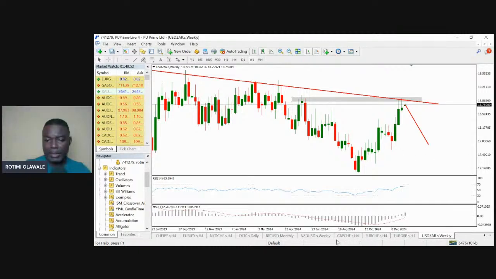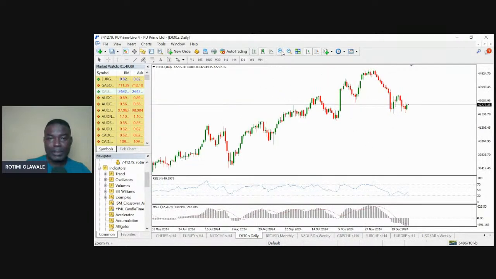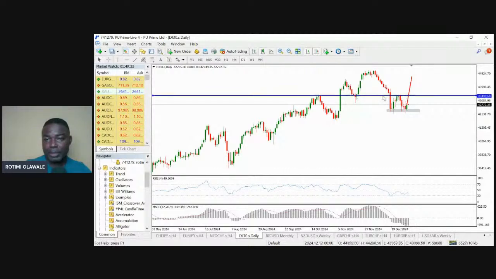And next I'll look at is the US 30, otherwise digit 30 on this platform. Now for the US 30, we can clearly see that price closed on a support zone here for last week, and that support zone is equally forming what looks a lot like a double bottom pattern. So we'll be looking at the breakout of price into the bullish direction, but then we have a neckline region just around here. So once price breaks, definitely we'll have a bullish movement up to that resistance.